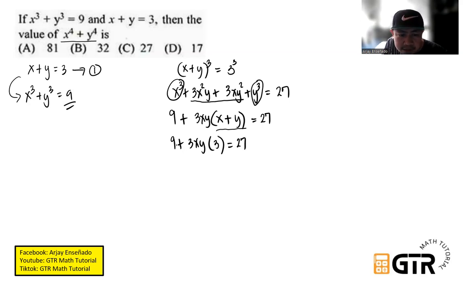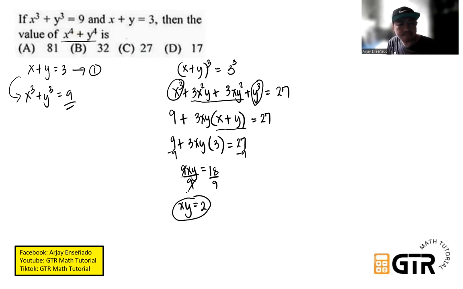Let's simplify. Subtract 9 from both sides, and multiply 3 times 3, so we have 9xy equals 27 minus 9, that is equal to 18. Then divide both sides by 9. Therefore, xy is equal to 18 divided by 9, which is 2. So the value of xy is equal to 2.